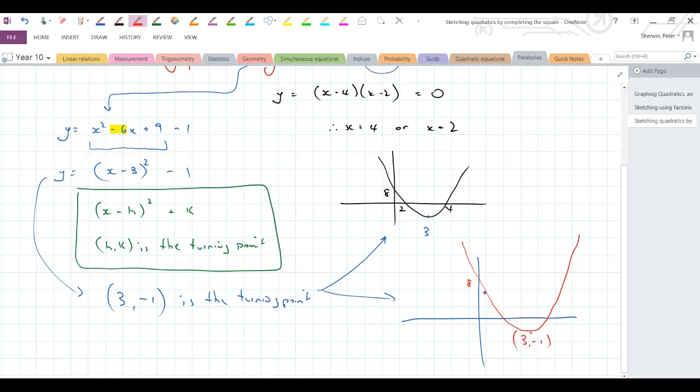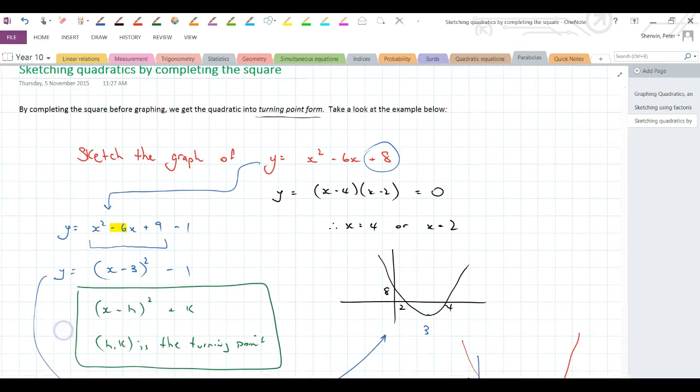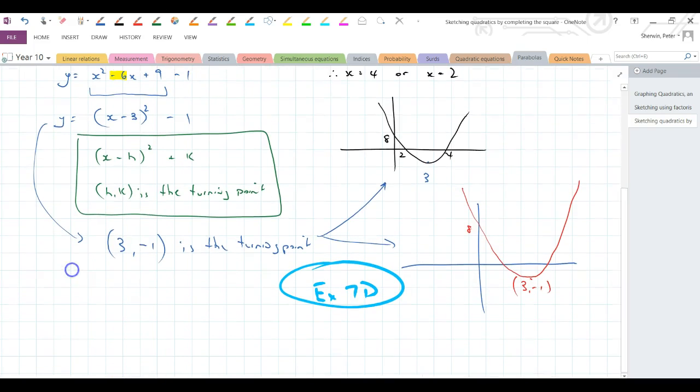So plenty of practice to be had there in the next exercise, which is exercise 15. Oh, sorry, I've lost the plot there. Yeah, okay, back with it. It's actually exercise 7D where we'll get some questions on sketching by firstly completing the square. Some good skills to pick up here. Really important stuff. So make sure you get really good at it and practice it and work it hard.